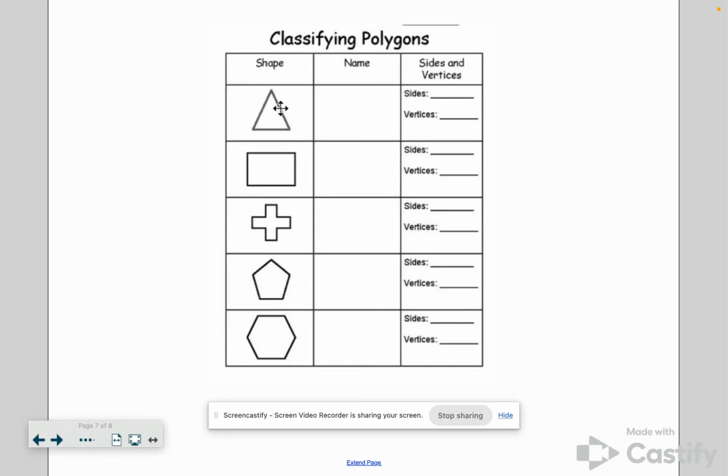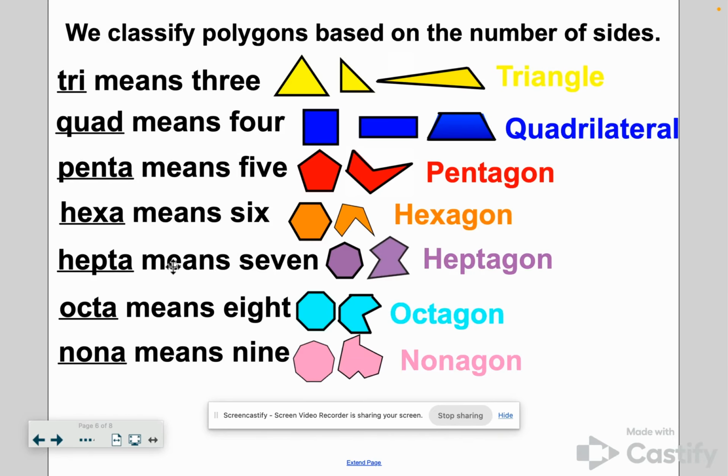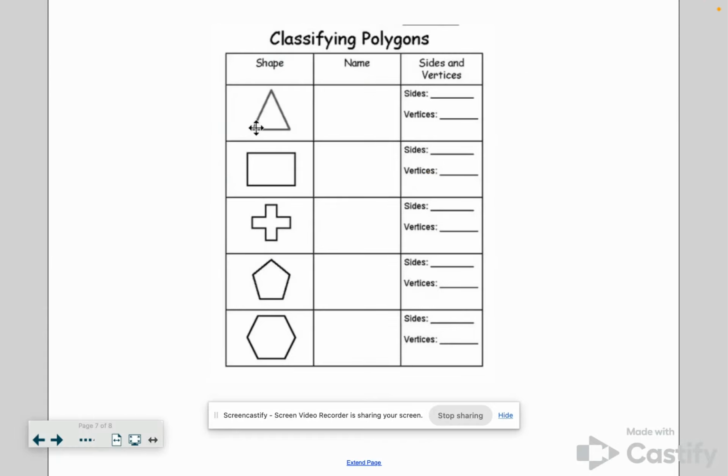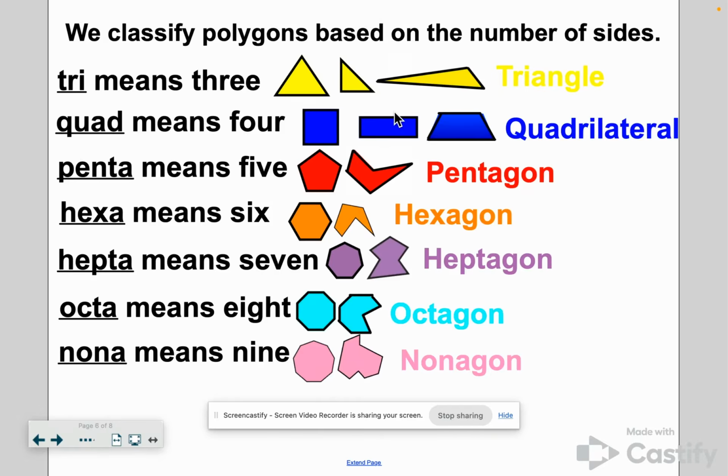So for the first one, you're going to count the sides. Put that here, and then you're going to use what you just learned about polygons to see if you can figure out the name of each one. So the first one has 3 straight sides, which you probably already know, but you can look back at our notes. 3 is tri, so that first shape is a triangle.